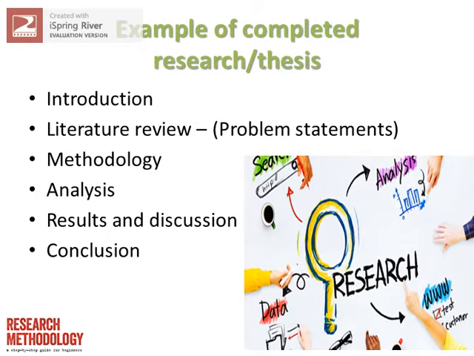So in academic research, usually we have to come up with a complete research thesis or dissertation. But it depends on how we write it. It depends on your supervisor. But basically, a common thesis has a few chapters. For example, the first chapter is introduction, then literature review, and sometimes they put the problem statement in a separate chapter, then methodology, analysis, results, and discussion, and of course, the final chapter is conclusion.